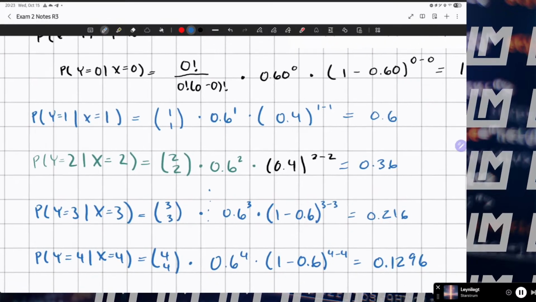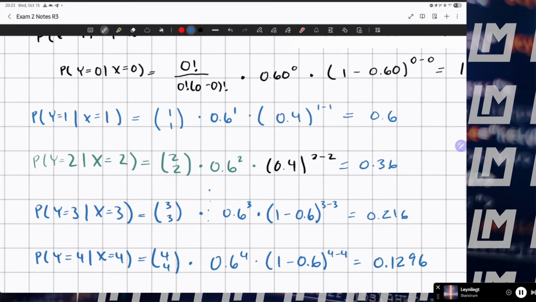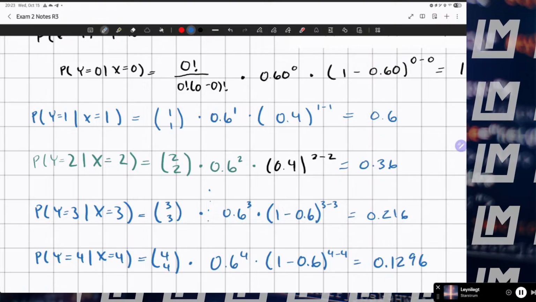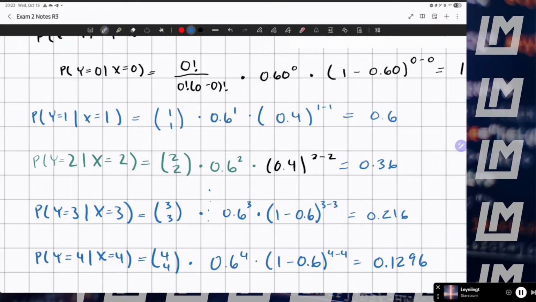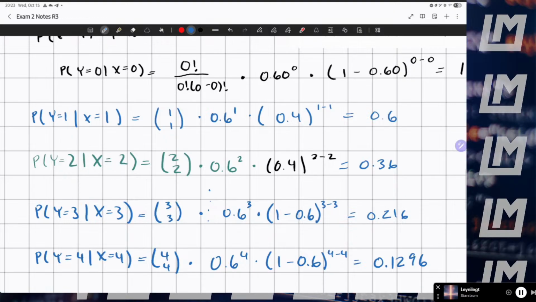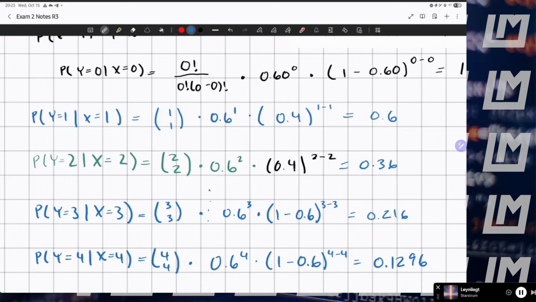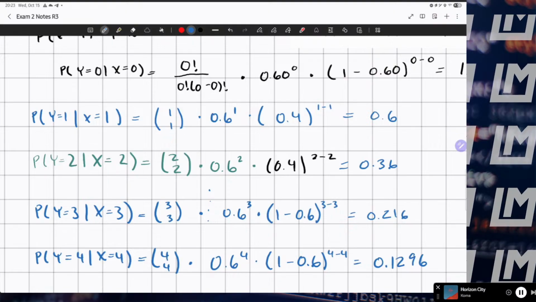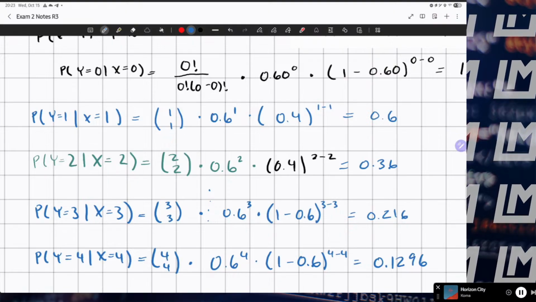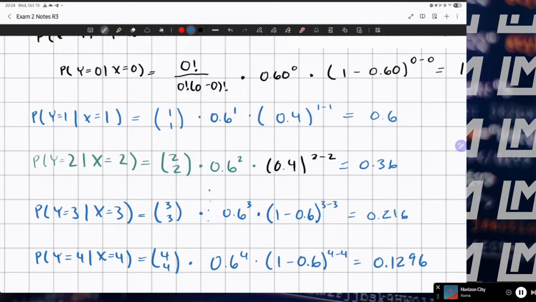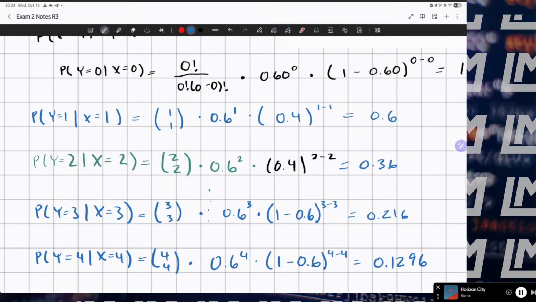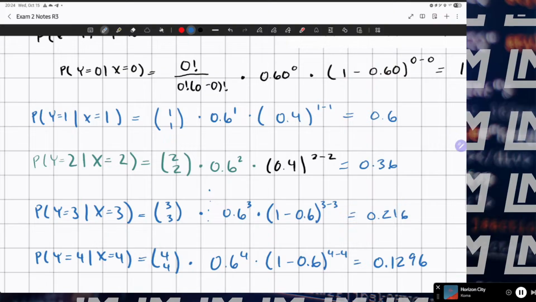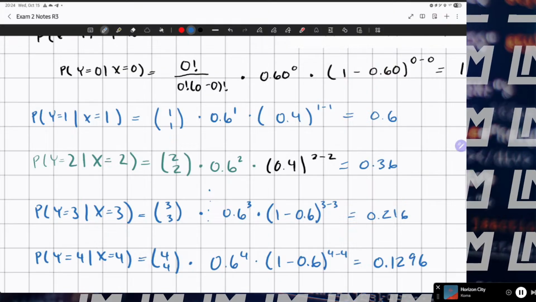Oh my God, now I'm confused. This is the thing that sucks. What's the answer to this?